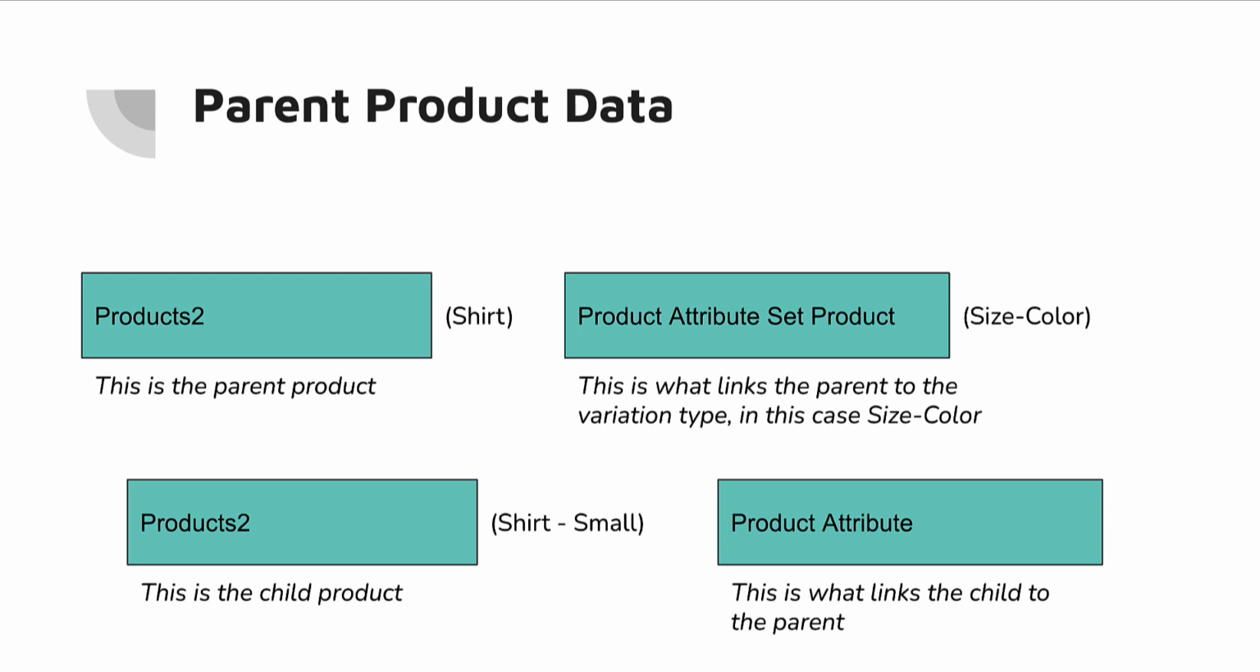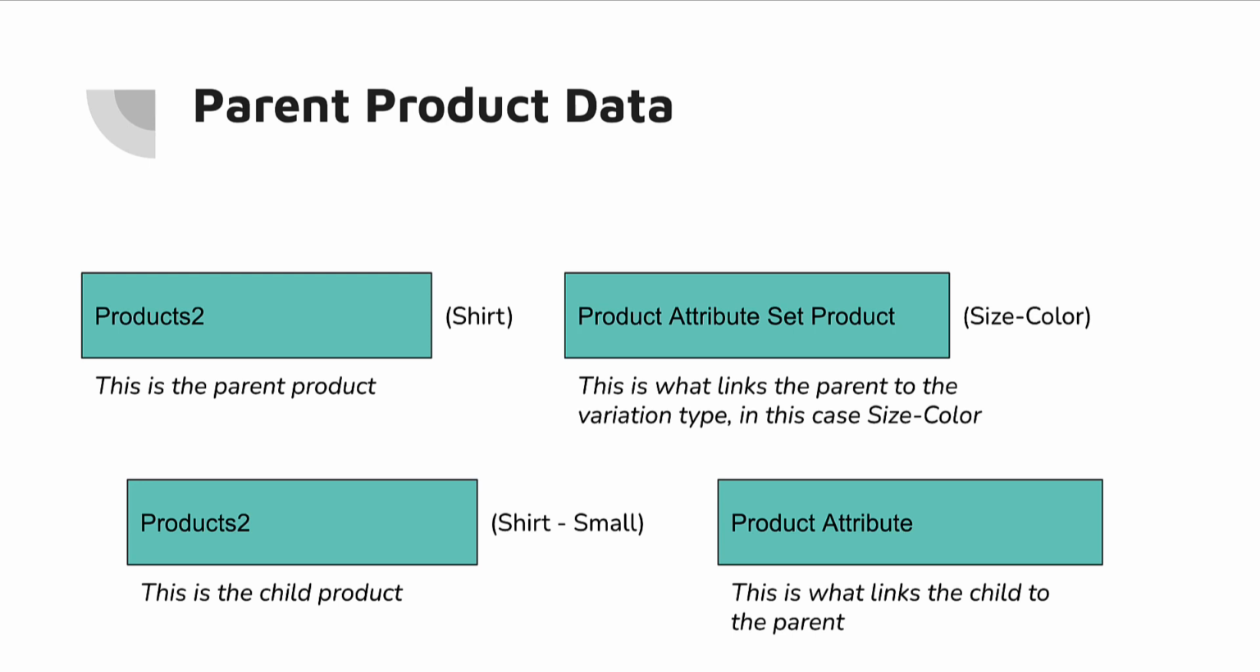So I know that was a lot to digest here, but the order is I created a parent product, it immediately creates a product2 record, and it creates a product attribute set product record. Then when you start adding attribute sets, you're actually creating another product2 record as we've shown, and in this case we called it shirt small. And when you link and create that variation or child product, it actually also creates a product attribute record, which links that child to its parent, the shirt parent record here.